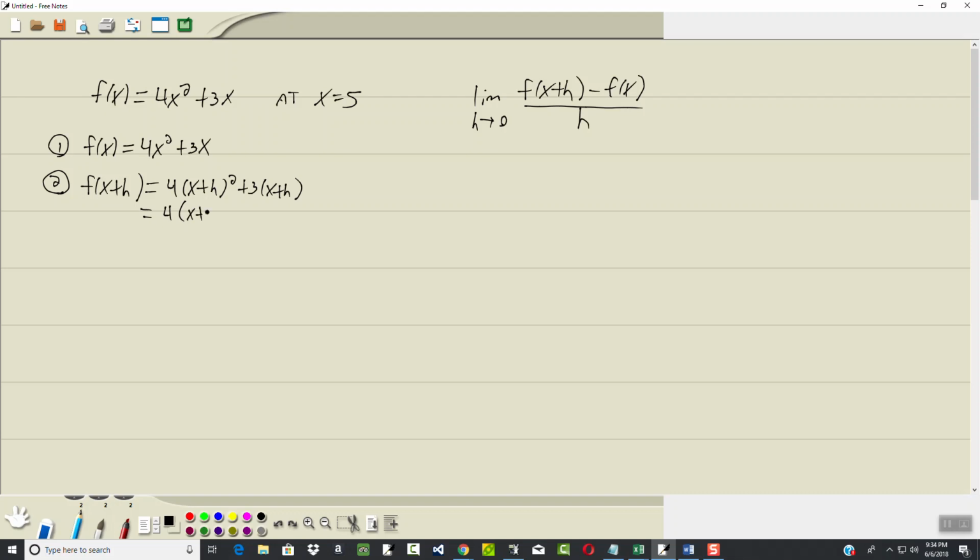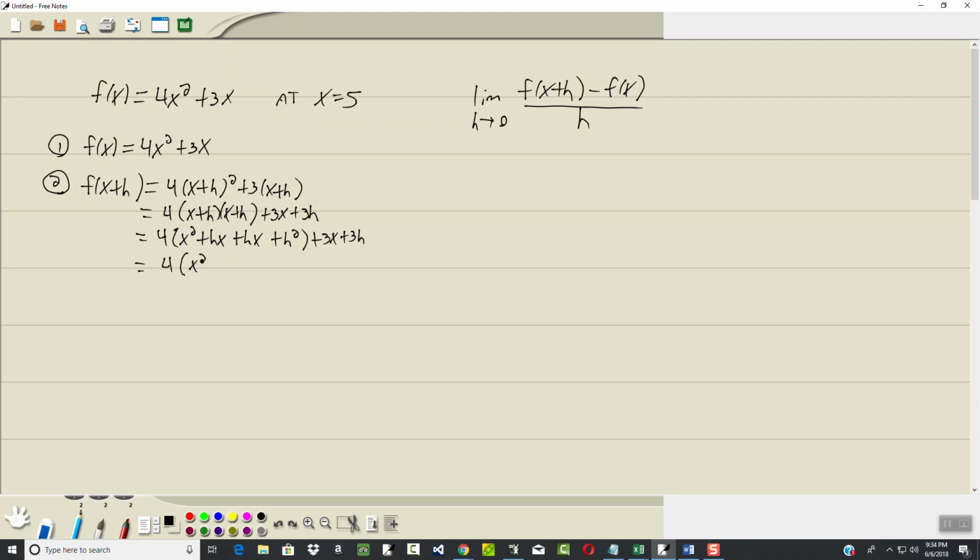Now x plus h squared I rewrite as x plus h times x plus h. For the other part I use the distributive property: 3 times x is 3x, 3 times h is 3h. I've got a 4 there, and I'll FOIL these. X times x is x squared, x times h is hx, h times x is hx, h times h is h squared, plus 3x plus 3h.